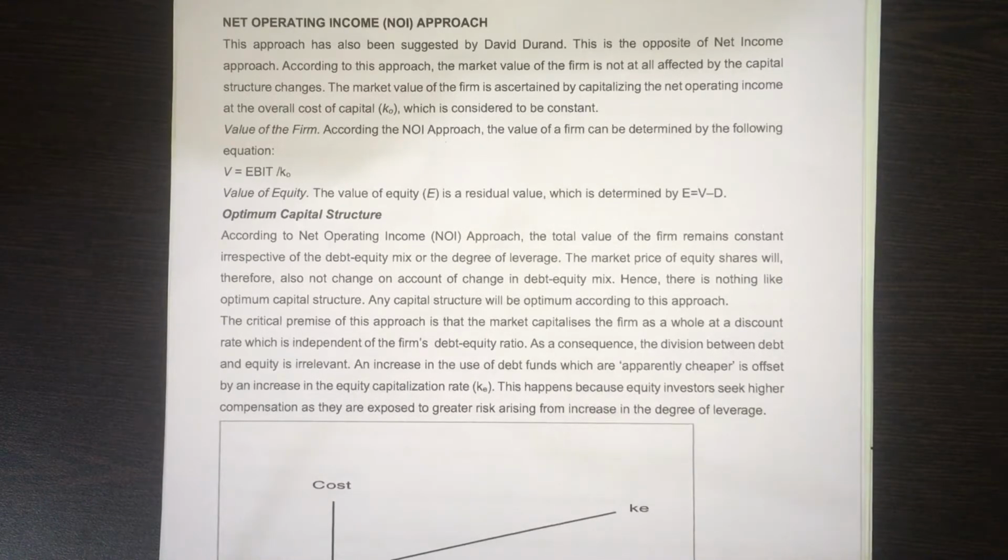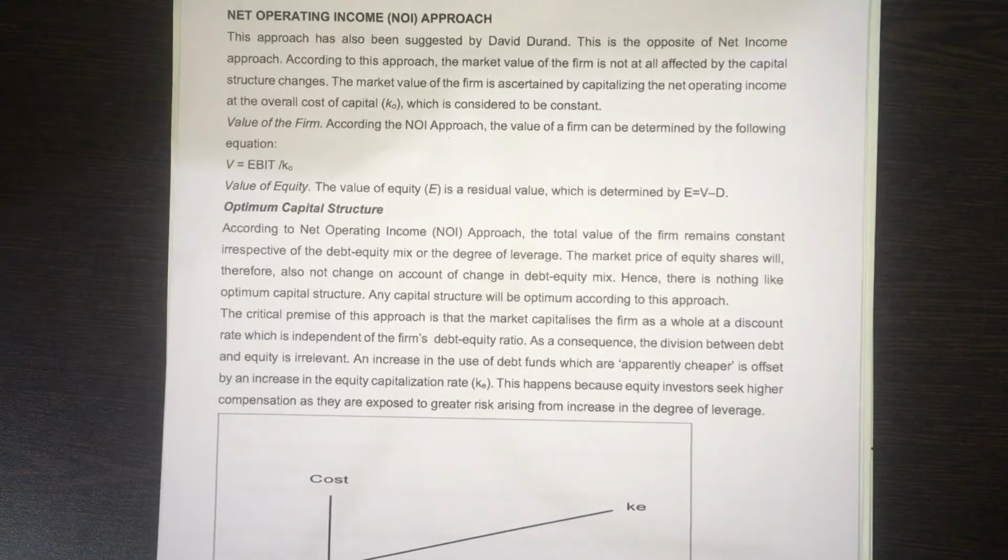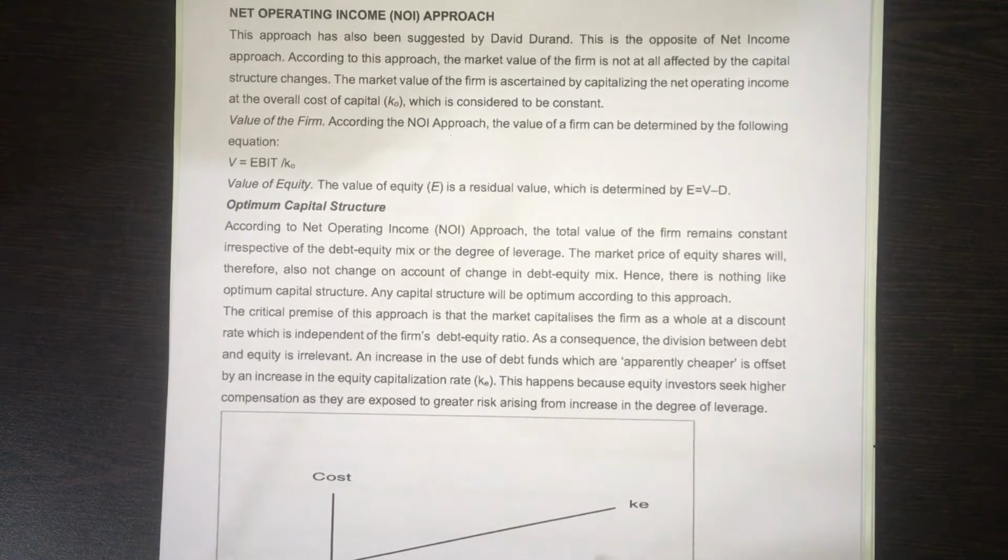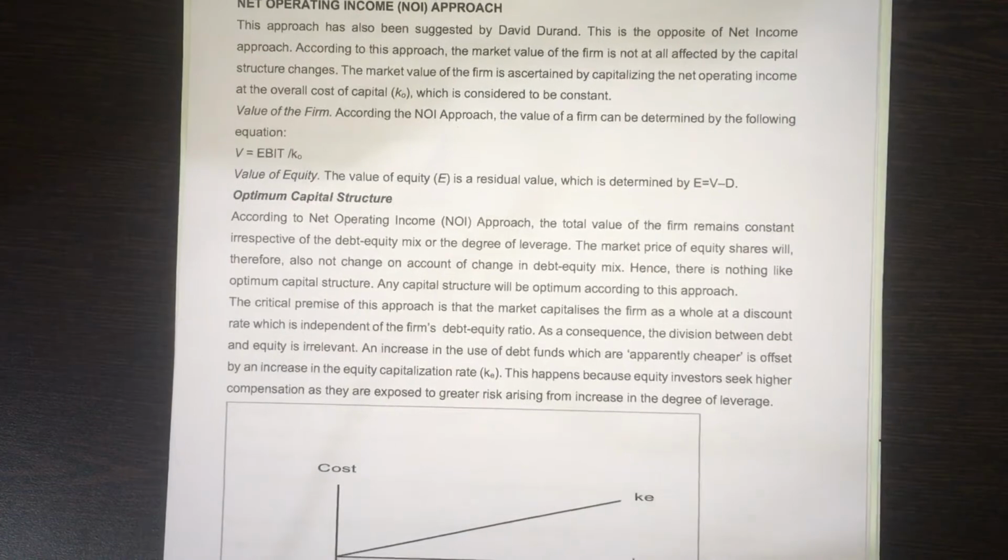This approach is just the opposite of the net income approach. According to the NOI, the net operating income approach, the capital structure of a firm is irrelevant. It does not matter whether the debt equity ratio is 0%, 20%, 50%, 80%, or 100%. The value of the firm will remain constant, so also will the cost of capital. The average cost of capital, KO, will also remain constant along with KD. But what will change is KE.